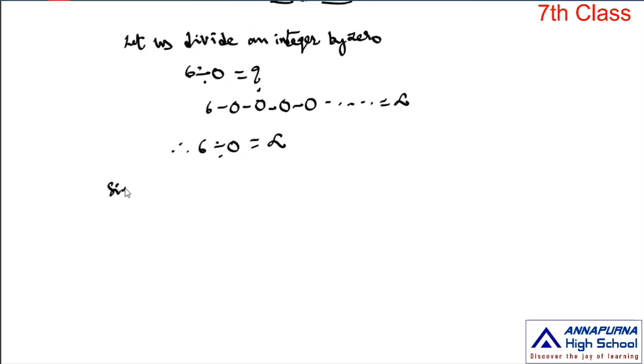Similarly, take another example. Suppose 18 divided by 0, which is also equal to infinite times. So here a small issue arises. 6 divided by 0 is equal to infinite, and 18 divided by 0 is equal to infinite. So shall I write 6 divided by 0 is equal to 18 divided by 0, which is equal to infinite? Say yes or no? Here we will get a small issue.